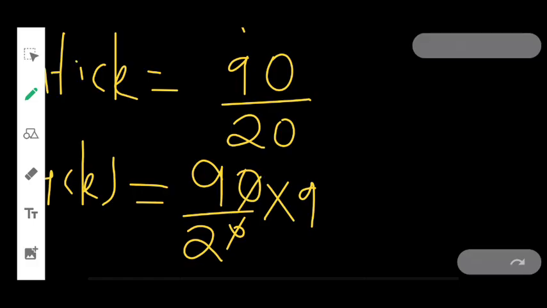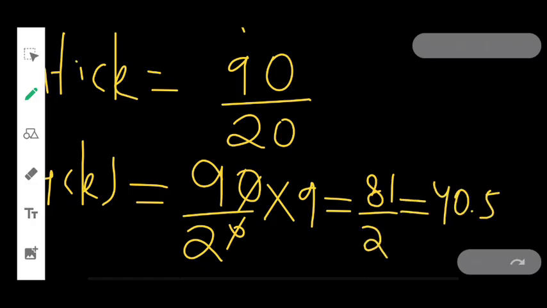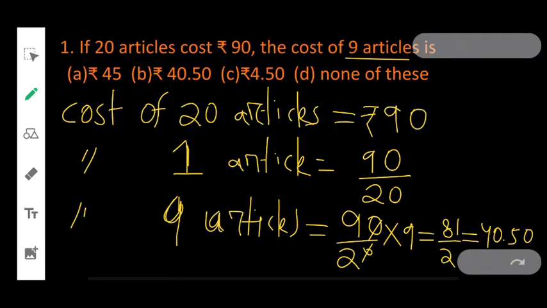So the 0 cancels, 9 into 9 is 81 by 2, and 81 by 2 is 40.50. Okay, so the cost of 9 articles is 40.50. So the correct option is option B.